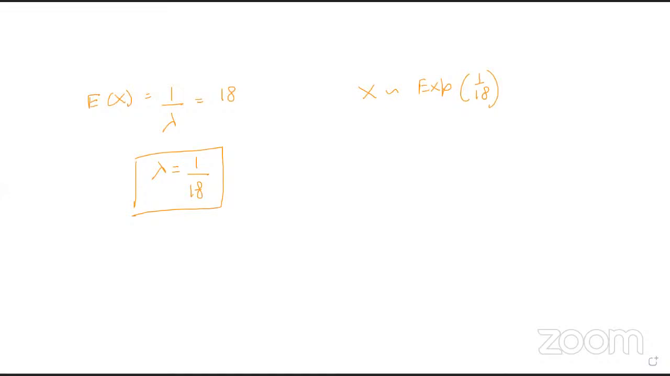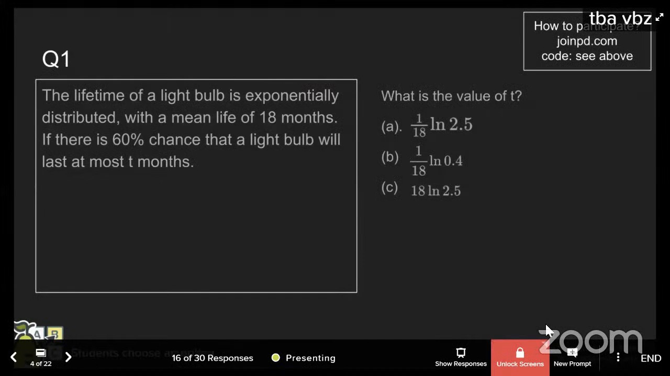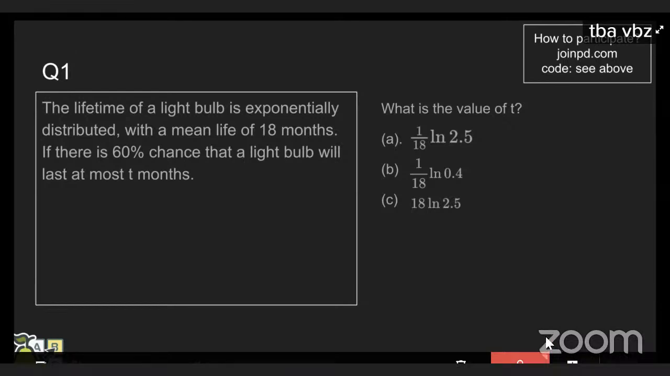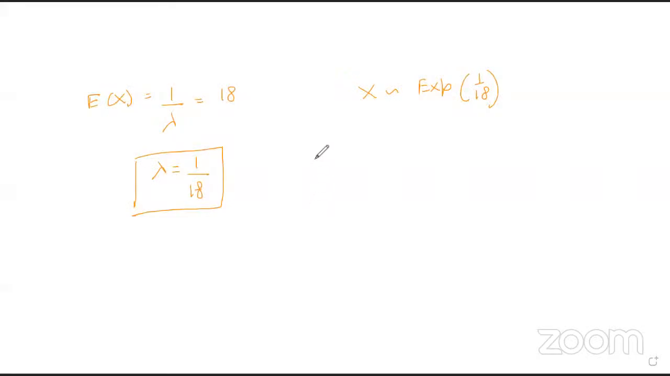Moving further, there is a 60% chance that a light bulb will last at most t months. What does it mean by at most t months? Cumulative, less than or equal to t. It has a 60% chance, like 60% probability, right?